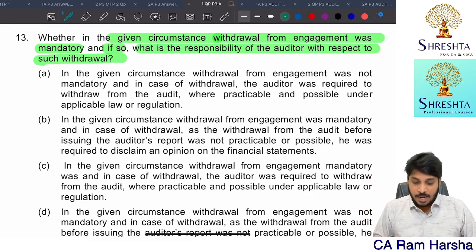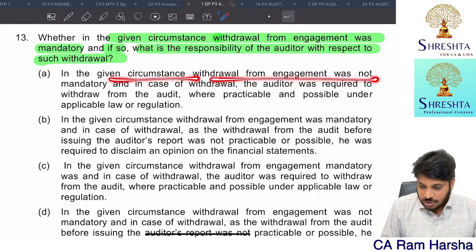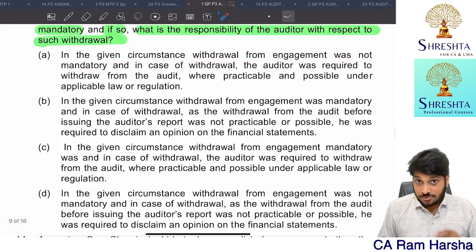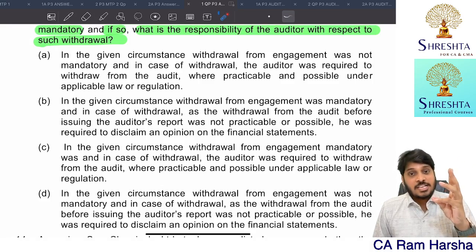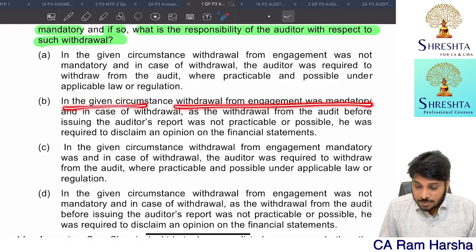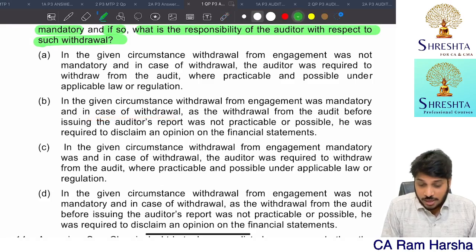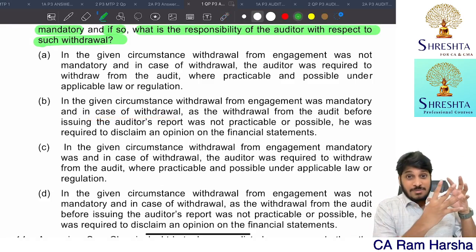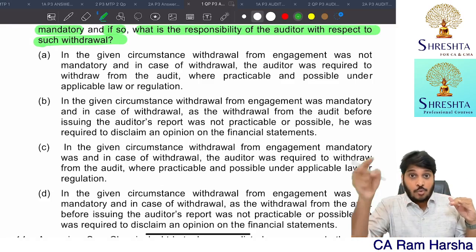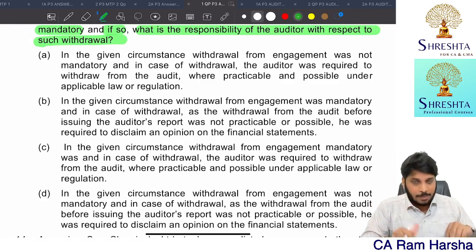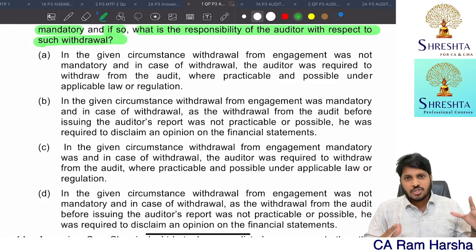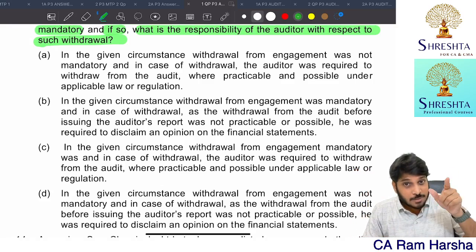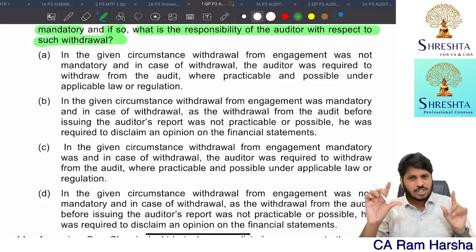You have to withdraw. Now you see. In the given circumstance, withdrawal from engagement was not mandatory. That's wrong. 705 clearly says you must withdraw when you are unable to obtain sufficient appropriate evidence because management imposes a limitation and the possible effect is going to be material and pervasive. In the given circumstance, withdrawal from engagement was mandatory, and in case of withdrawal, whatever mistakes you found, whatever material misstatements you identified up to the date of withdrawal, communicate to the top management, those charged with governance, and then withdraw. Give them a letter on what mistakes you identified, and then withdraw. Communicate misstatements identified. You see 705, that was the last point.